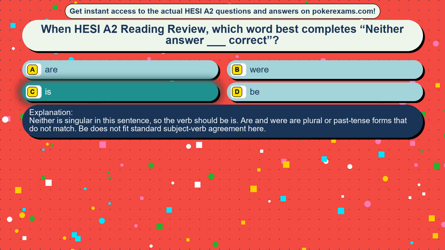Neither is singular in this sentence, so the verb should be is. Are and were are plural or past tense forms that do not match. B does not fit standard subject-verb agreement here.